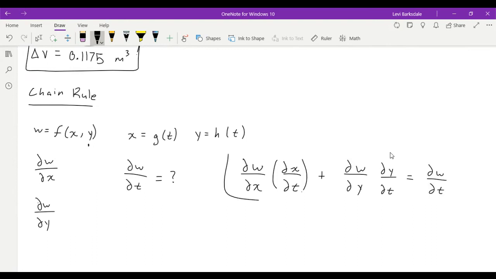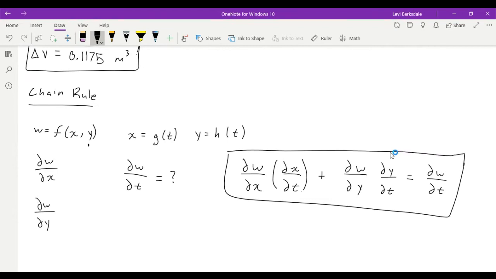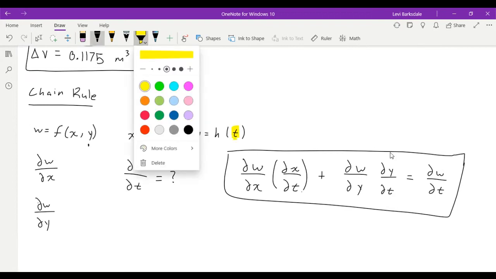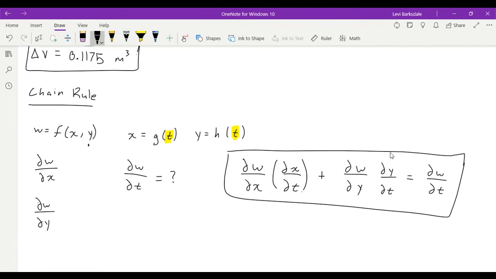This is how I define change in w with respect to t. The easiest way to think about this is I looked at all the variables that were dependent on t. In this case, it turned out to be both x and y. And then I calculated the partial derivatives with respect to those variables x and y, and multiplied by their changes with respect to t.